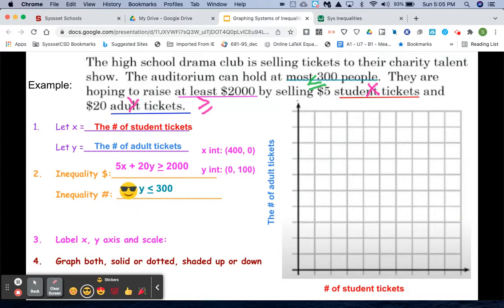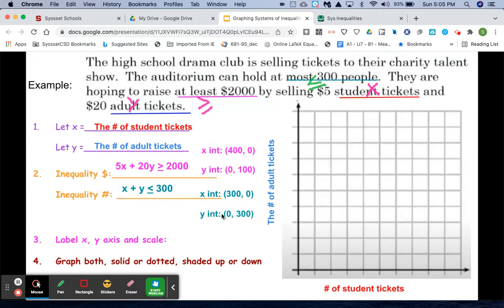And the same is true for my y-intercept. Cover up the x, y is equal to 300. My x and y-intercepts: 300, 0, and for the y-intercept, 0, 300. So now it's time to put some numbers on this graph.